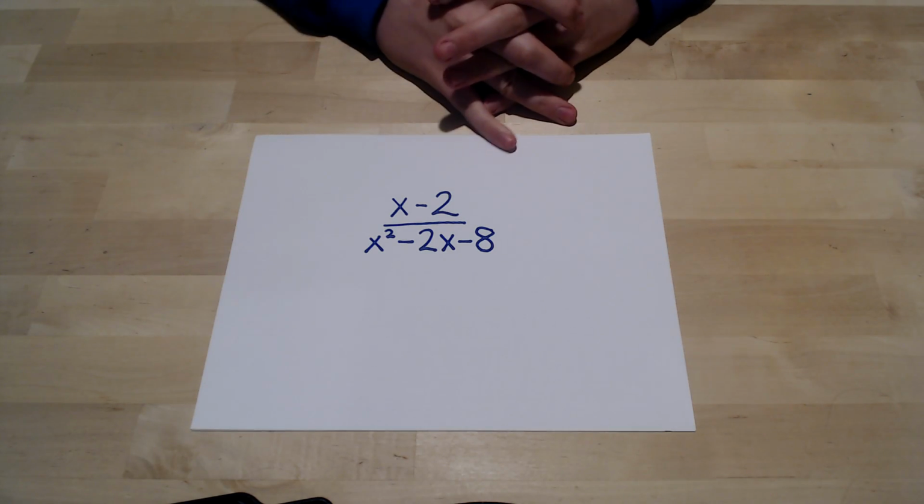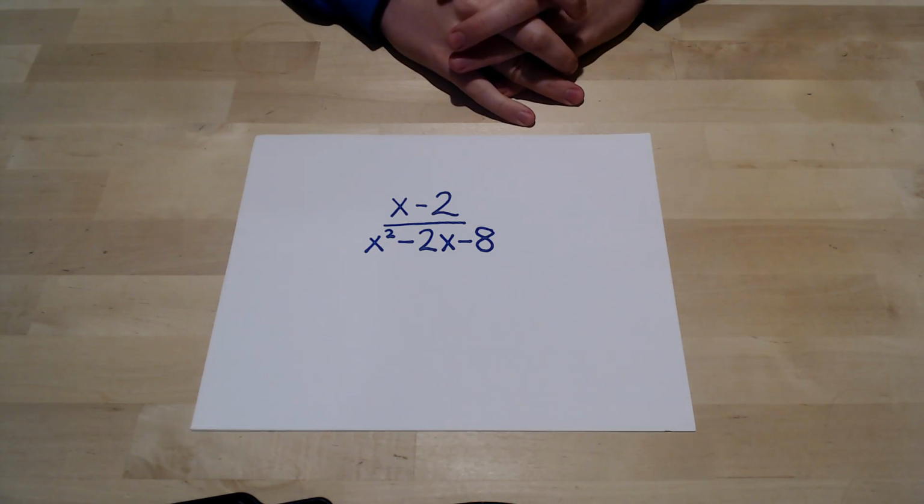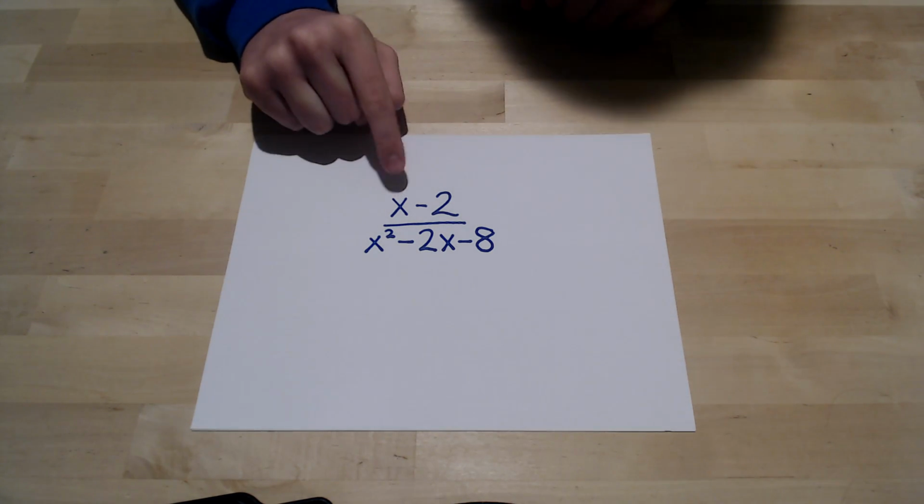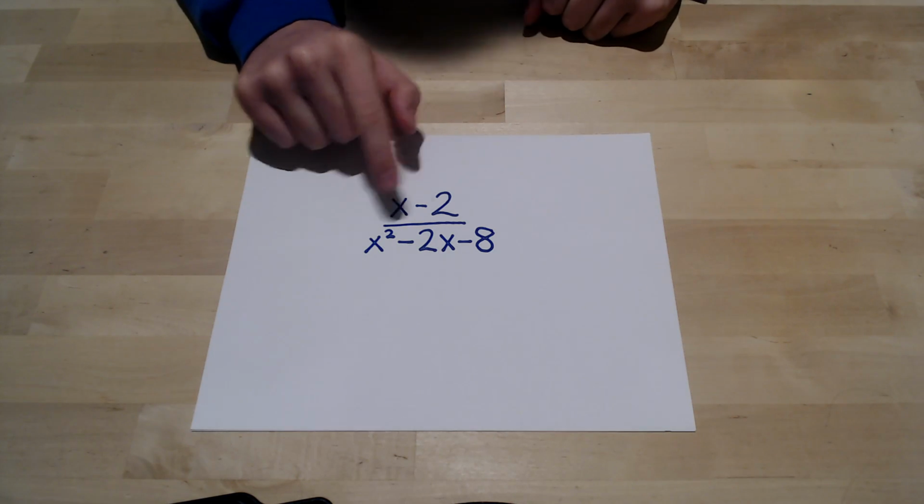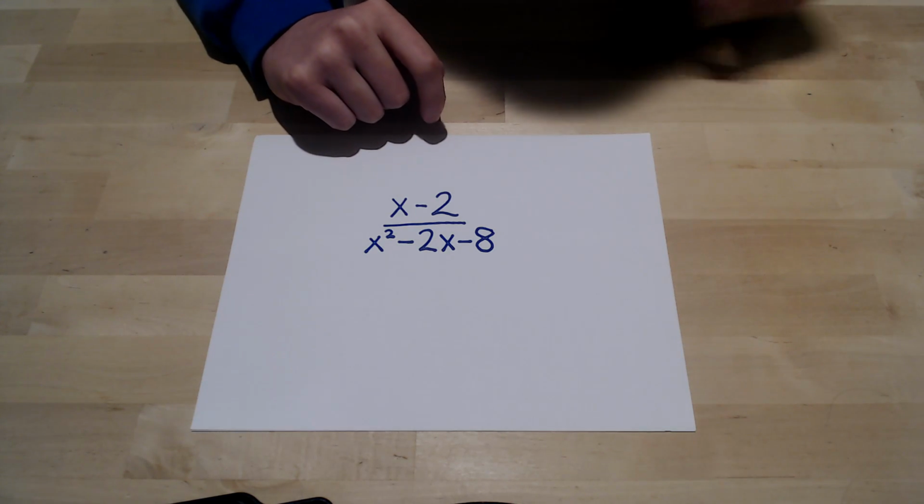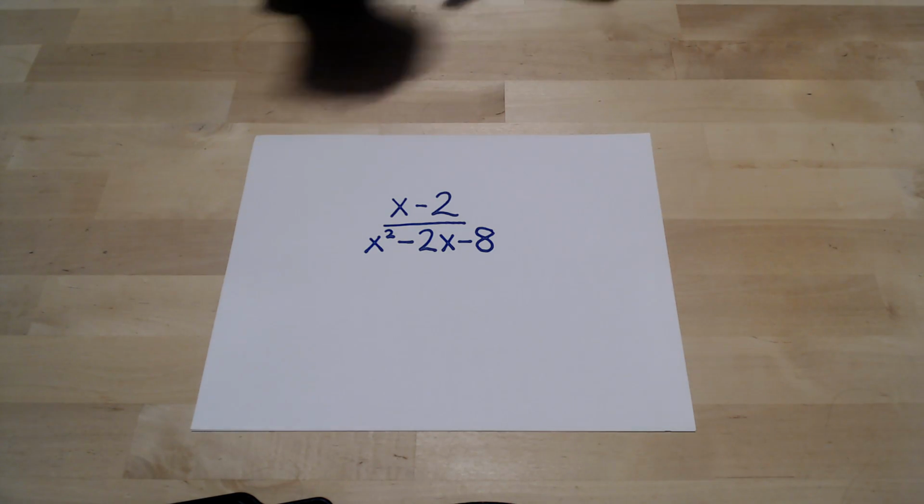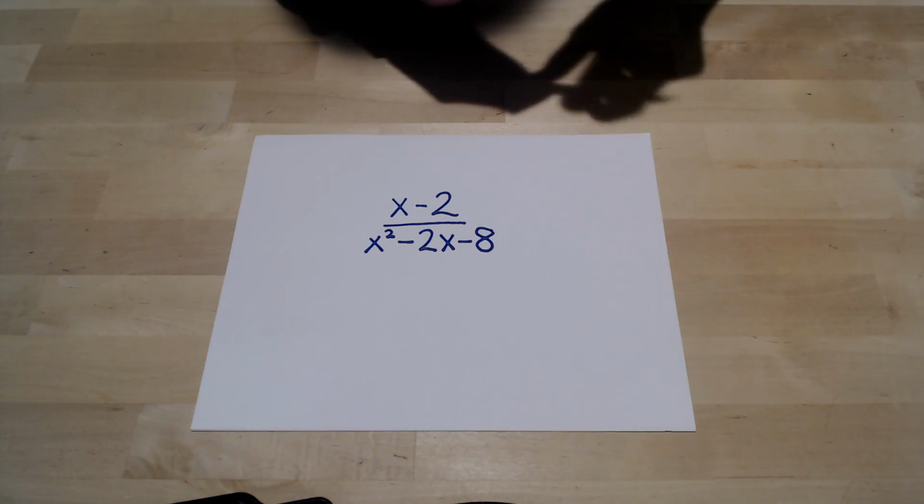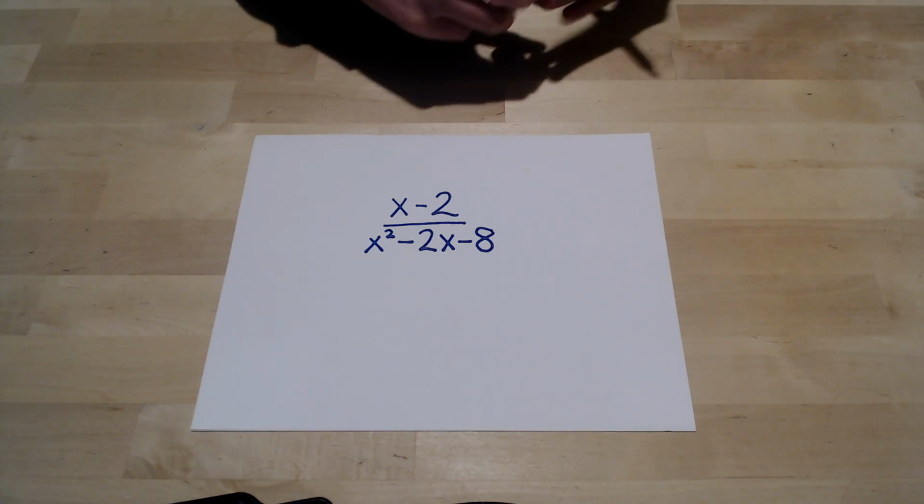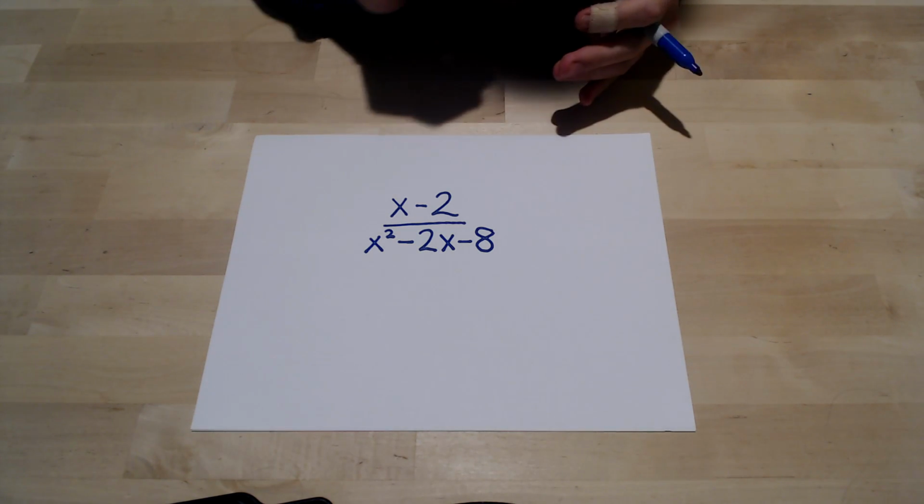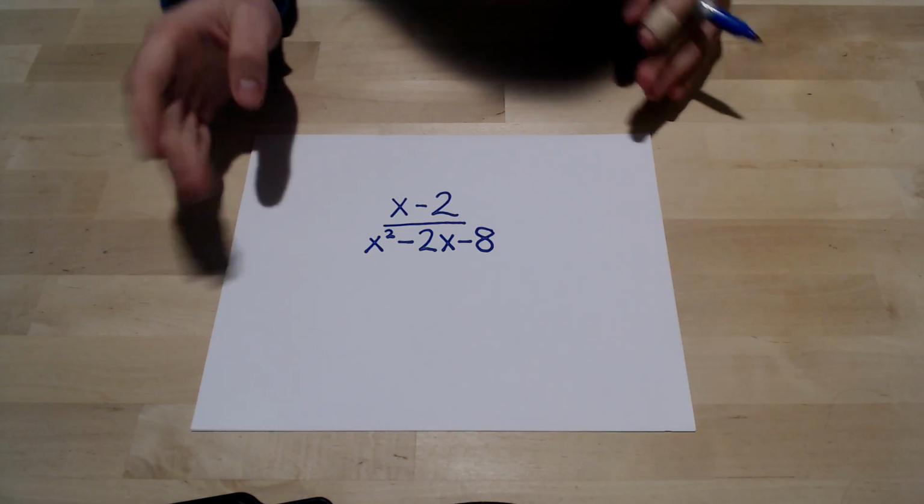Hello, welcome back. The function that I've chosen for us to graph is x minus 2 over x squared minus 2x minus 8. And the first step here, as with any other function, would be to determine if we can actually make factors of either the numerator or the denominator.